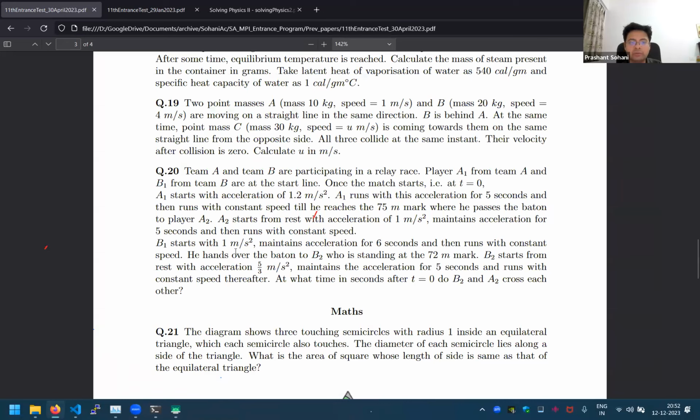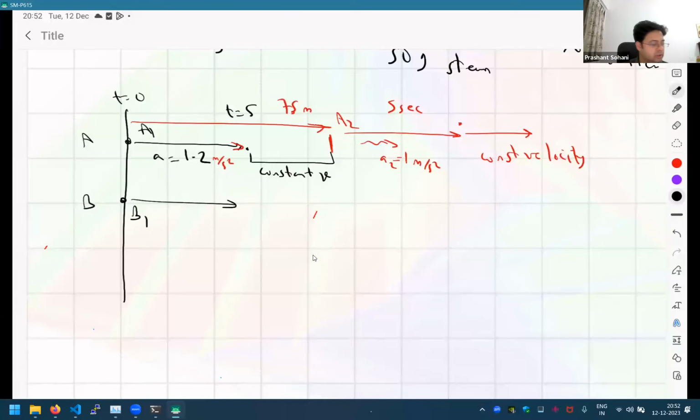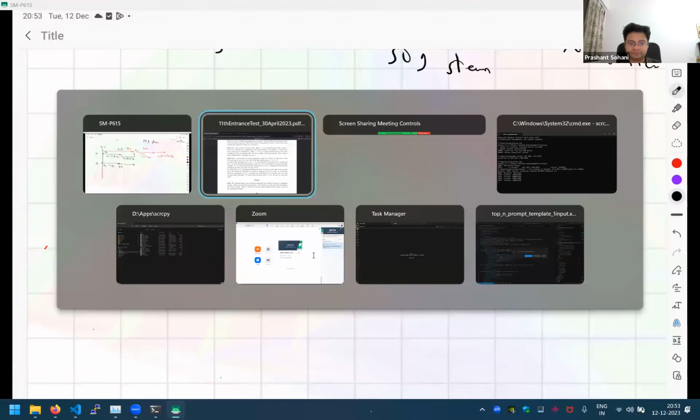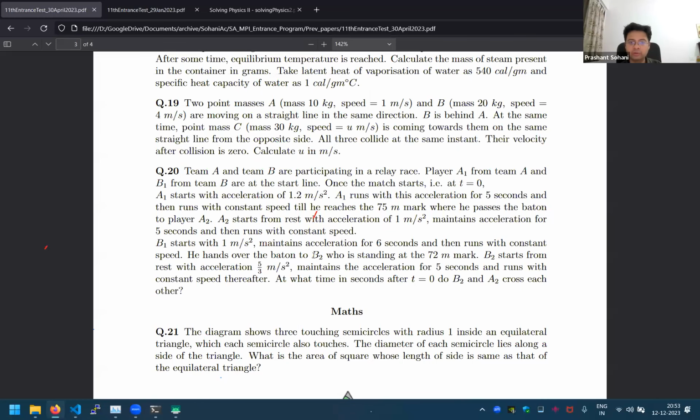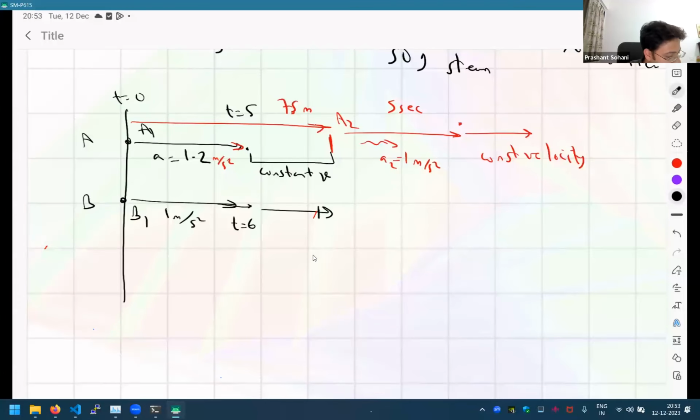So B1 starts with 1 meter per second square for 6 seconds. So the values are different, but the principle is kind of the same. So 1 meter per second square for 6 seconds. We don't know where he will reach here. And then at constant velocity, it is going to reach up to 72 meters. So B1 is going to travel for 72 meters.